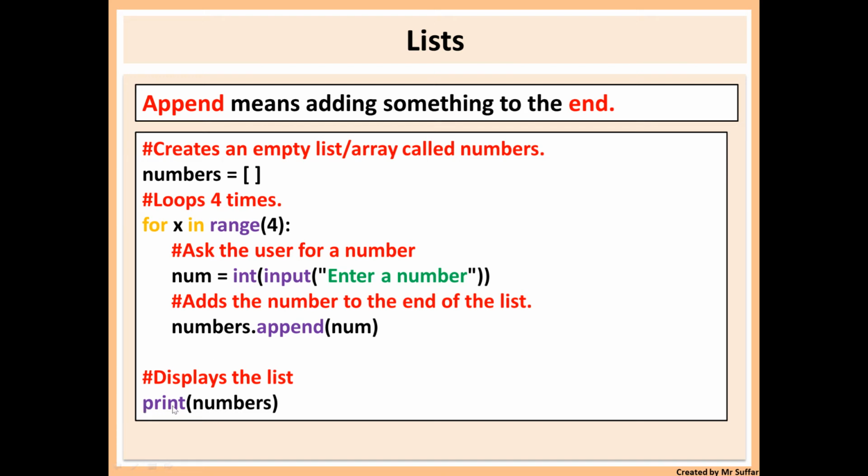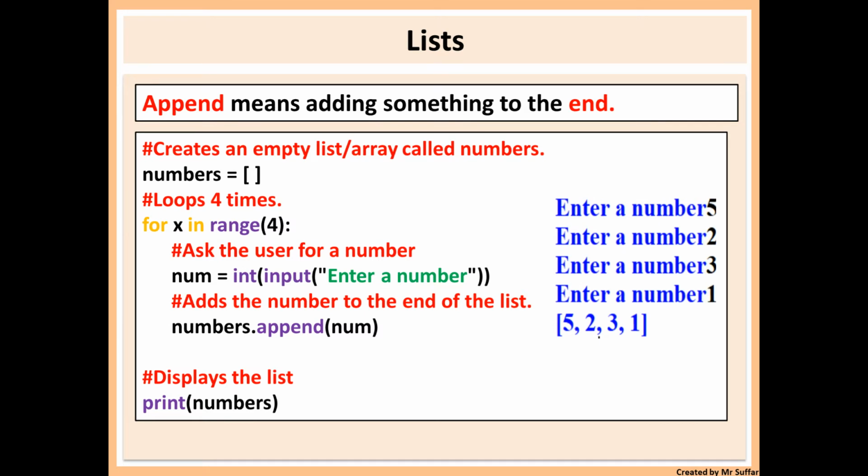Then we put in print numbers. This will print the final array. So here we have an example of how it runs. So we got 5, 2, 3, 1. You can see it adds to the end. It is empty at first, 5 is added at the start, then 2 at the end, then 3 at the end, then 1 at the end, depending on the order that we entered them. So append just means adding something to the end. So we started with an empty list, and then we end up with 4 items in the list.